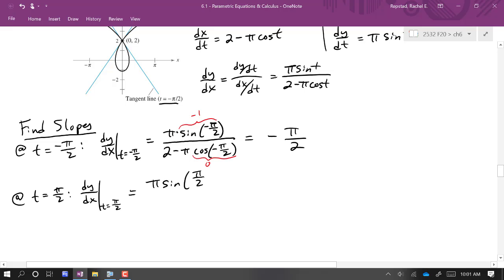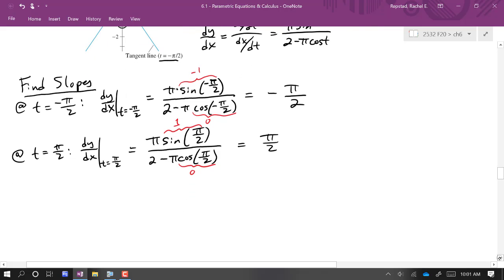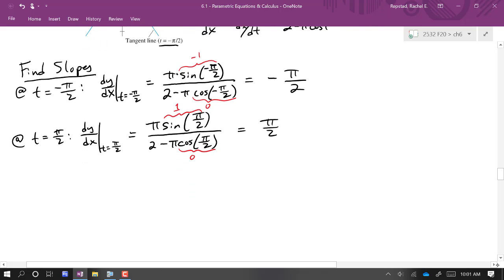plugging pi over 2 into our dy/dx expression. So that's the top of the circle. At the top of the circle, sine pi over 2, that's +1. At the top of the circle, cosine is 0, so we get a positive pi over 2. And now we're just about done. We can put our tangent lines together.